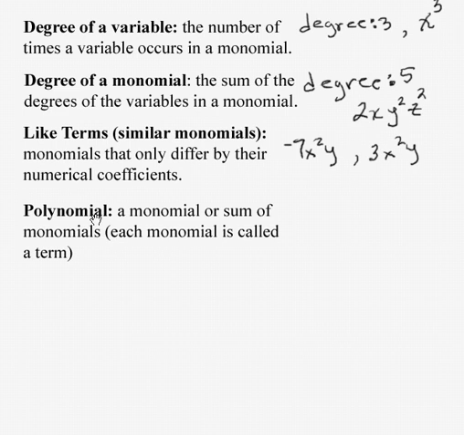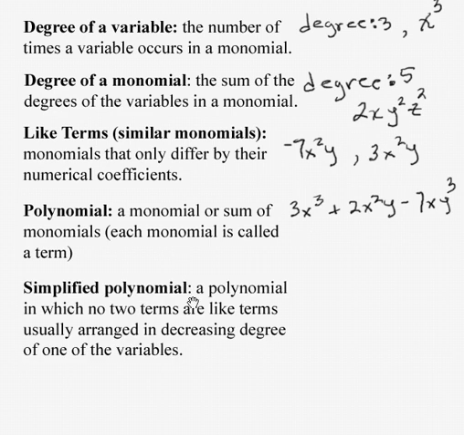A polynomial then is a monomial. So we can say polynomial when we're really referring to a monomial. Or it's the sum or difference of monomials. And each monomial in the polynomial is considered a term. So 3x to the third plus 2x squared y minus 7xy cubed, that would be considered a polynomial because we have 1, 2, 3 monomials that we are adding or subtracting together.